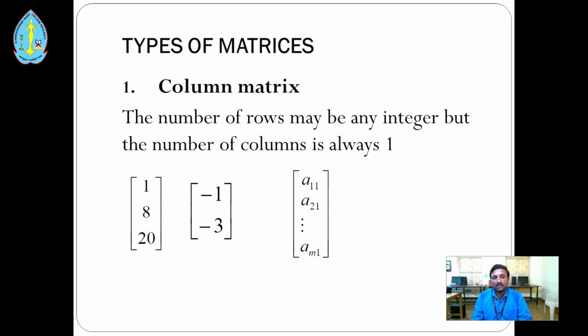First one, column matrix. The number of rows may be any integer, but the number of columns is always 1. The matrix containing any number of rows and only one column is called column matrix. The first one is the 3 cross 1 matrix and the second one is 2 cross 1 matrix and the third one is a general matrix.